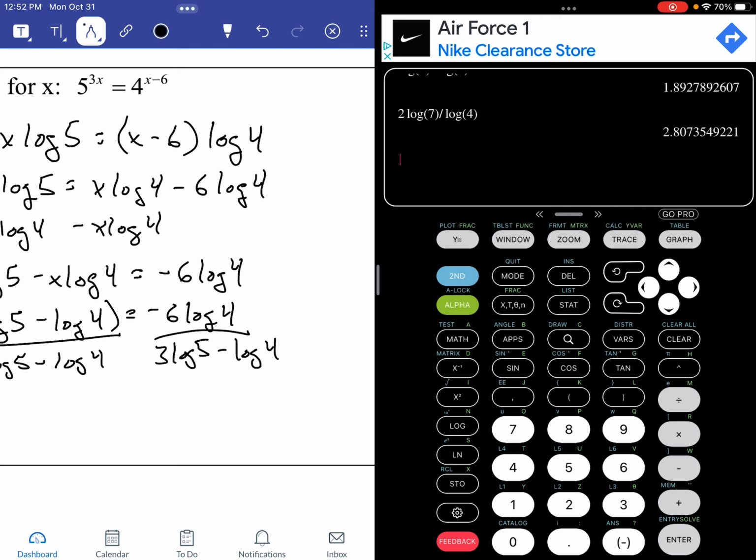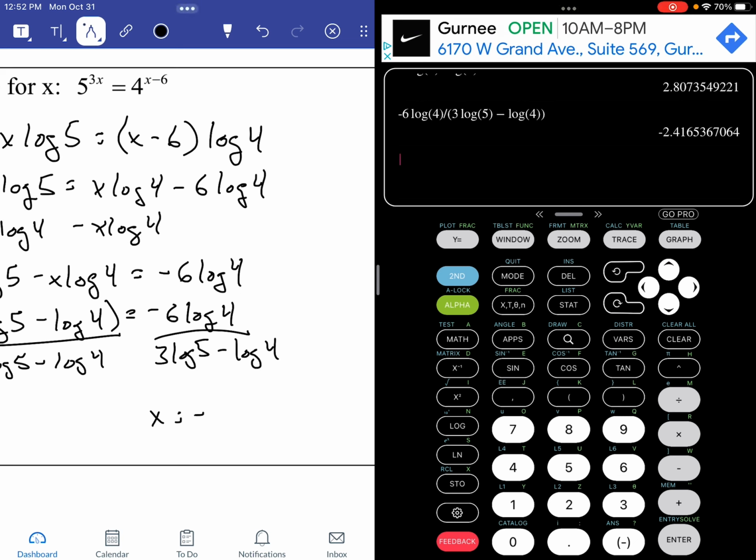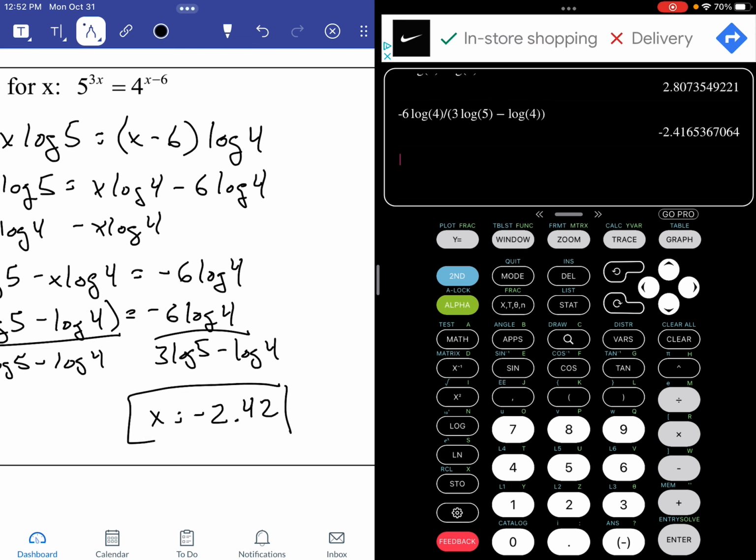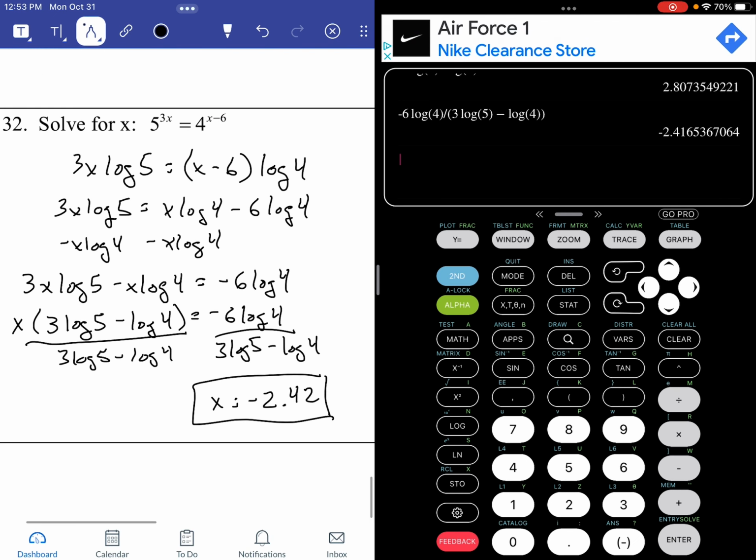So I'm going to put that in my calculator, -6 log of 4 divided by, I've got to put this whole thing in parentheses, 3 log of 5 minus log of 4. And that's going to be the way it looks. Hit equals. I get x is equal to negative 2.42. That was a little more complicated. There it is.